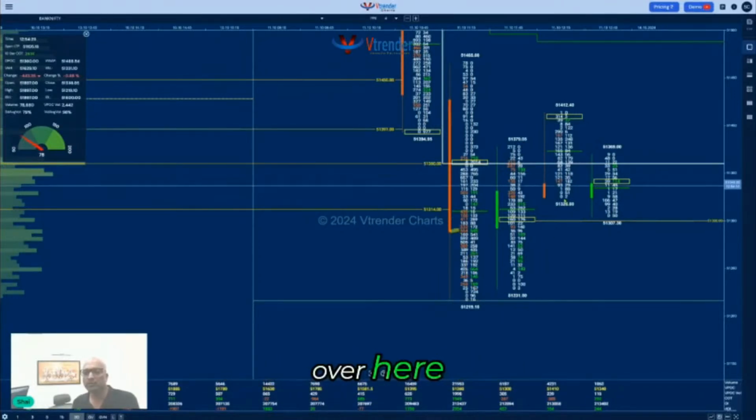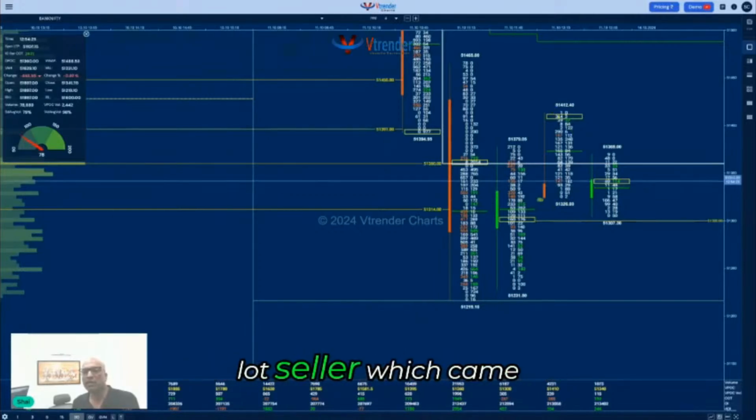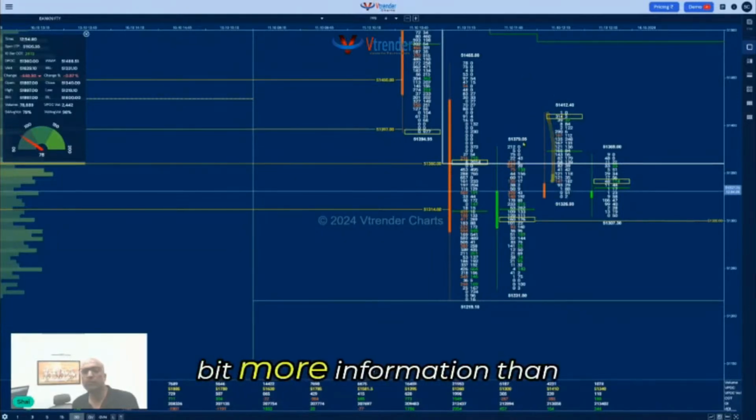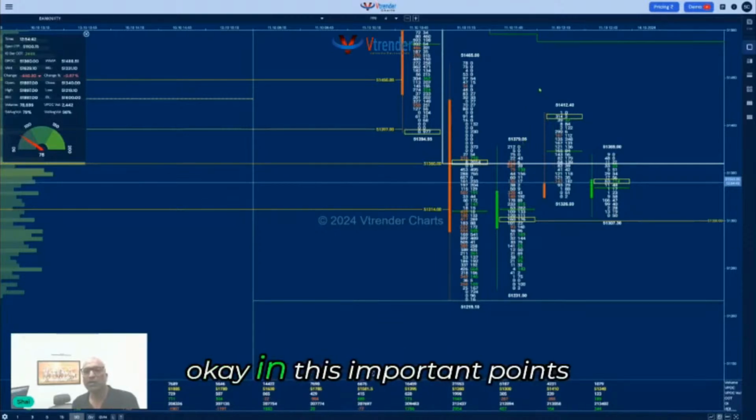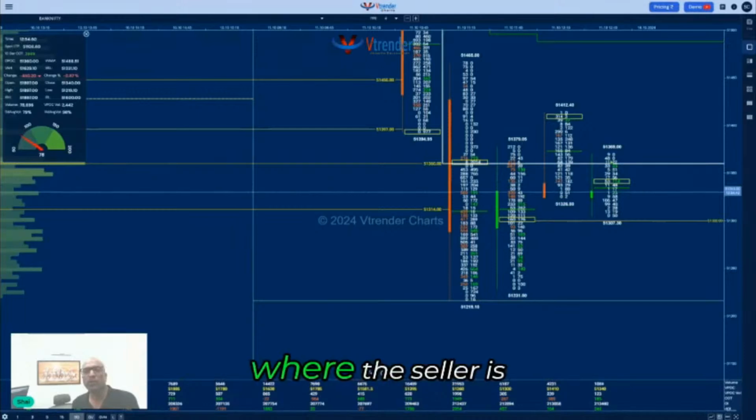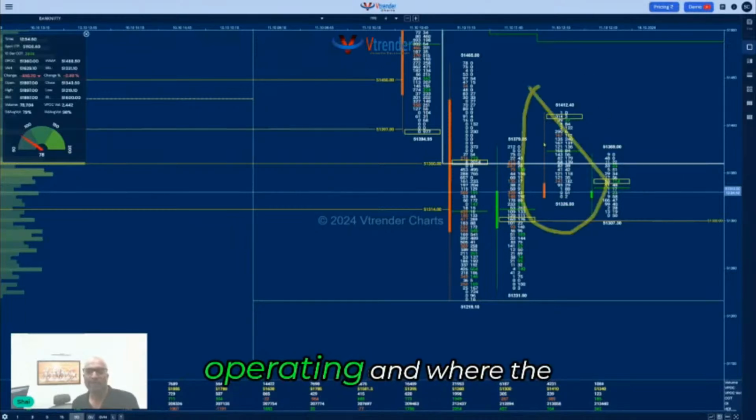The same thing over here. This color became red because there is a 314 lot seller which came in exactly at 51,412 and pushed this from the high to this close. So what you are seeing is you're actually getting a little bit more information than the open, high, low, and close of the bar. And you're seeing, at these important points, where the seller is operating and where the buyer is operating.